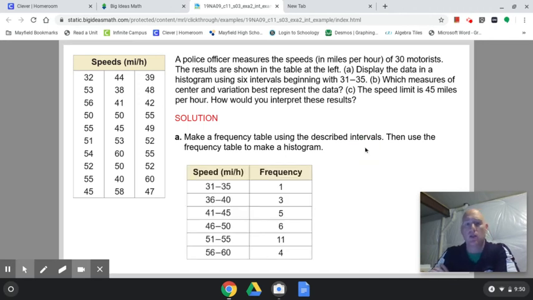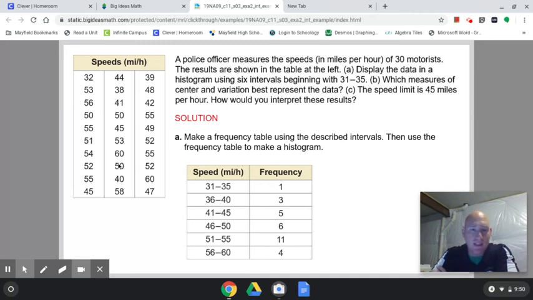Okay? So we look: 1, 2, 3, 4, 5, 6. They chose to have 6 groups. And when you look, the minimum up here was 31. I'm looking for it. Well, they have 31 to 35.